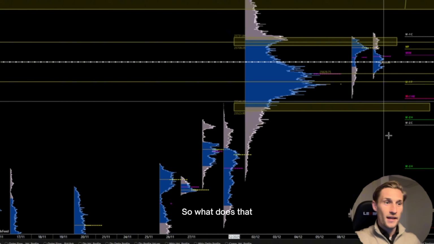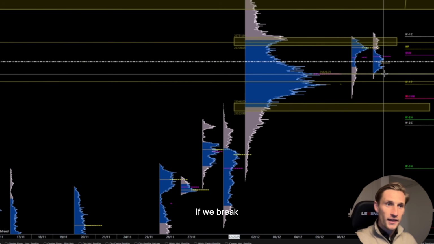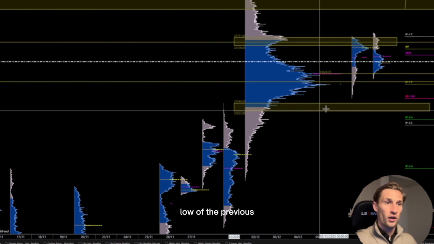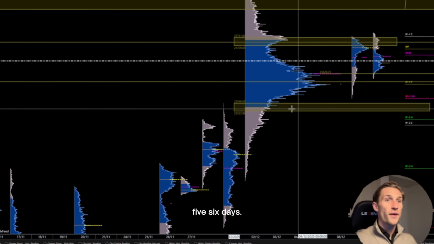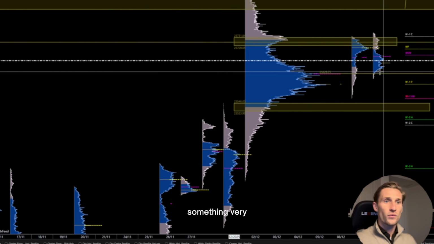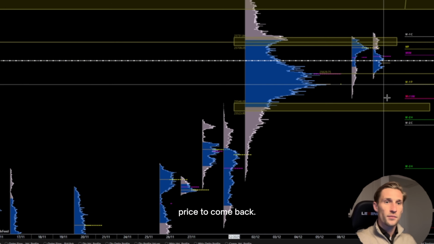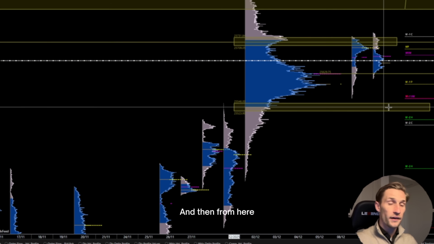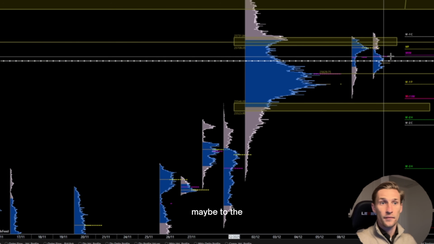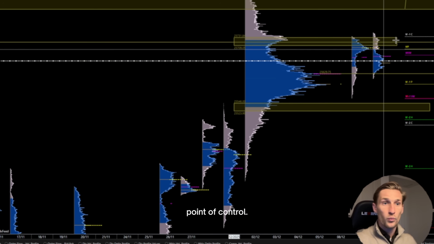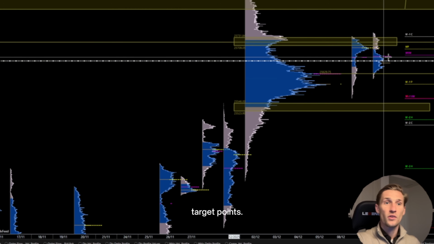So what does that mean? That means that if we break this value area low, we can expect to look for the value area low of the previous 5-6 days. That's already something very interesting to see. So if we break this level, we can expect price to come back. And then from here, we can definitely expect price to go up again. Maybe to the first point of control or the second point of control. All these things can be target points.